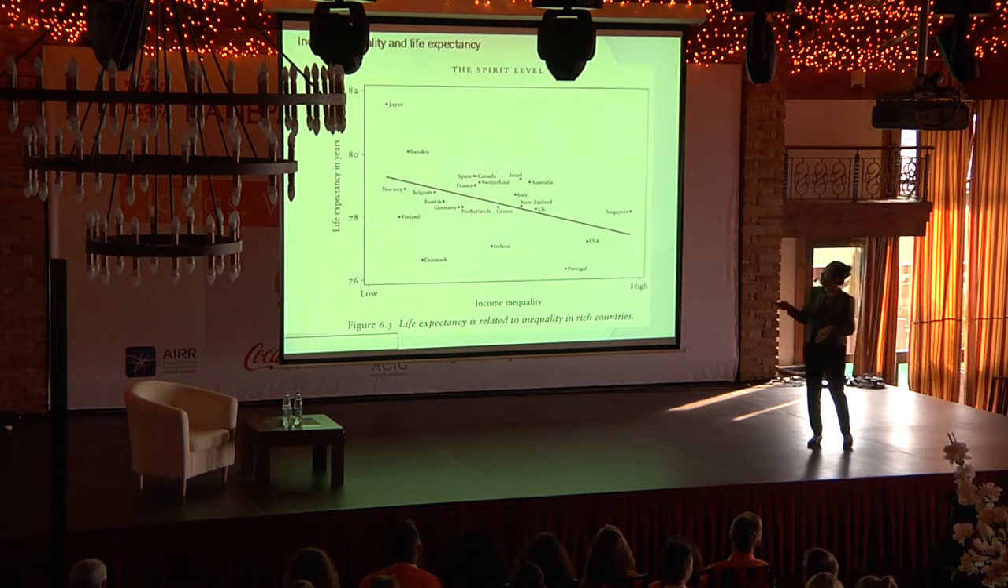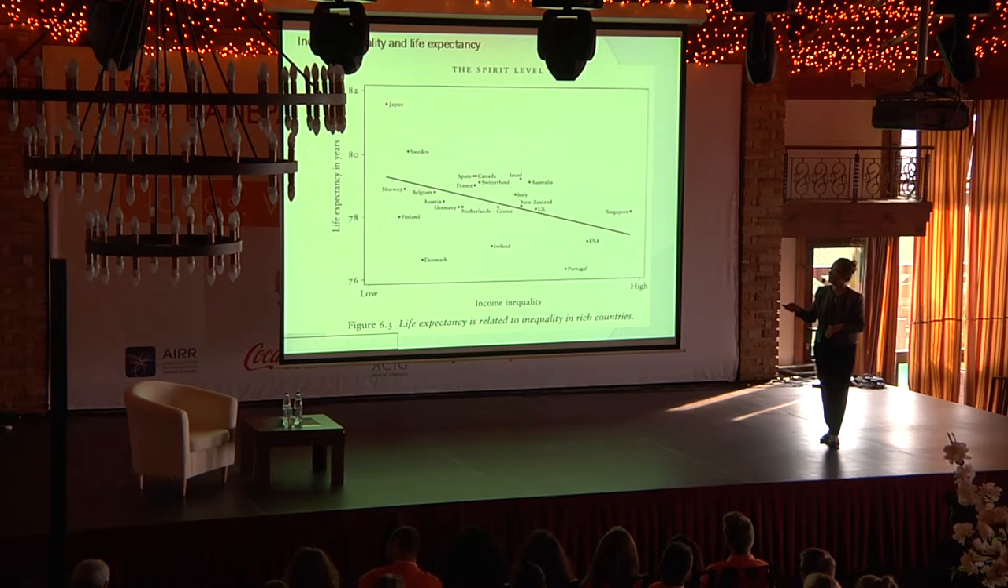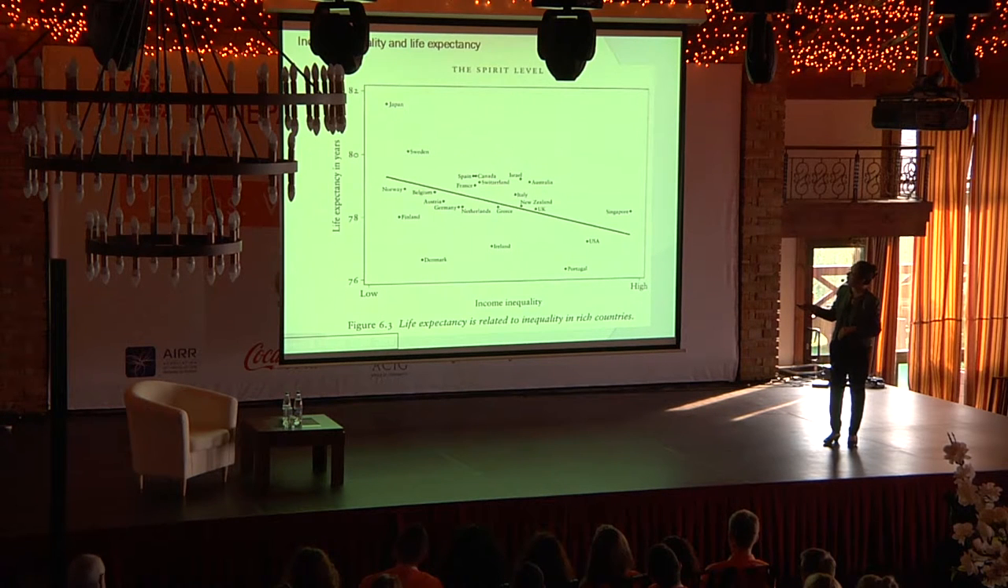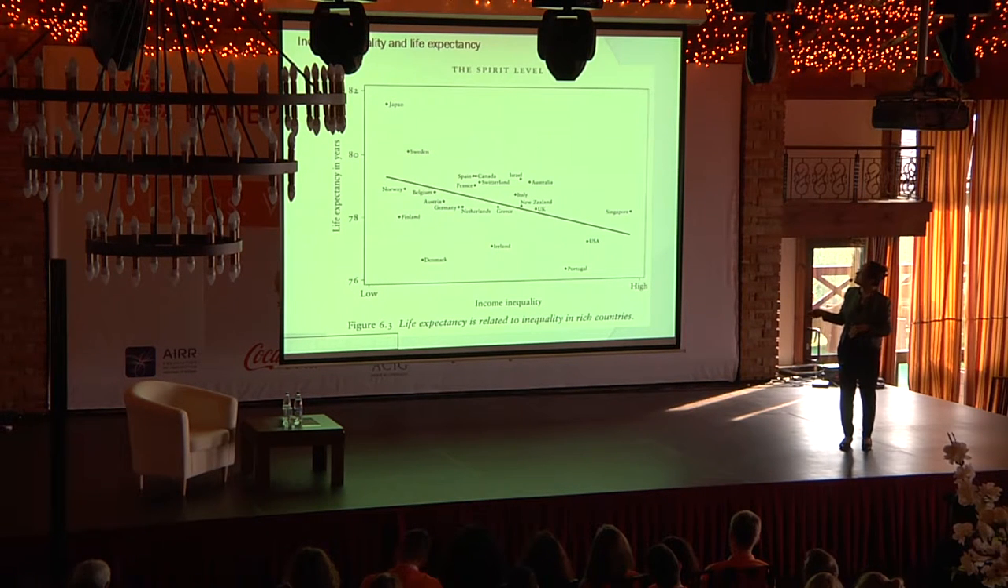But if you look at Japan, they have very small income inequality. The same for Sweden, the Nordic countries, Norway, Belgium, Finland. These countries have small income inequality, and therefore their life expectancy is higher. Countries including Israel, Canada, Italy, and others have middle income inequality. The gaps are not very high, so their life expectancy is in the middle. This is for the OECD countries.